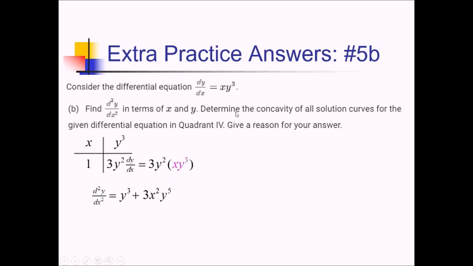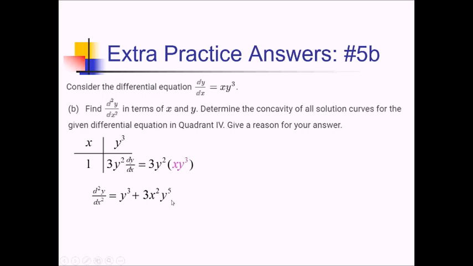Now to figure out the concavity, I need to figure out in quadrant 4, does this second derivative come out positive or negative? And I mean, it said determine the concavity of all solution curves. So we're hoping it's just one kind of concavity, and we don't somehow have to pick and choose which ones are concave up and which ones are concave down. So we're going to have to do some sign analysis then on our second derivative to see if it's positive or negative. That'll tell us if the original solution curves, which is basically y with no prime, is concave up or concave down.